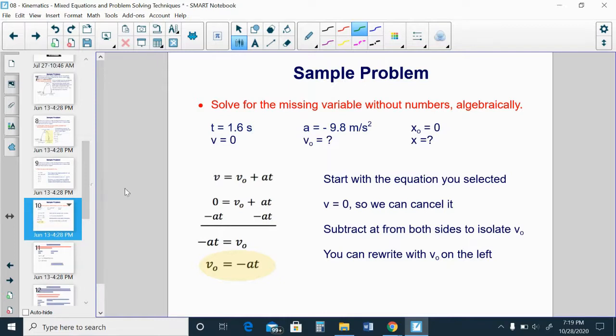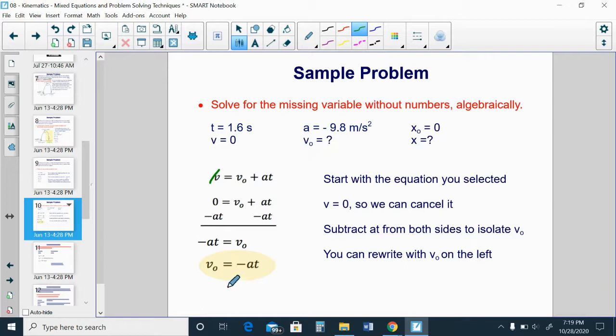Once we know which equation we're using, we'll solve for the missing variable without numbers first, meaning do that algebraic rearrangement, use the inverse operation to move things around so that you can make the equation equal to initial velocity. So since final velocity equals 0, that's something that cancels out there. Subtract a t from both sides to isolate initial velocity. And then you can rewrite it with initial velocity on the left there.